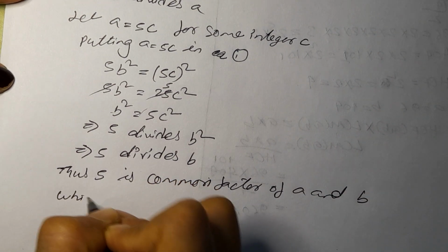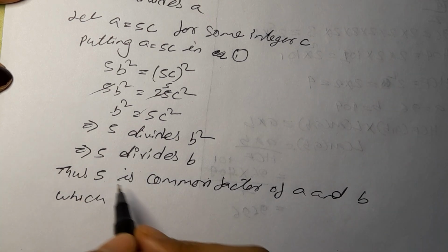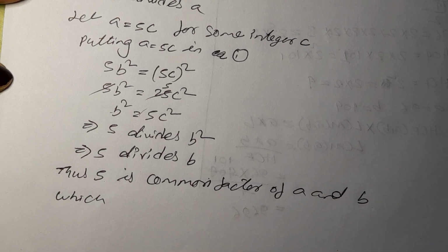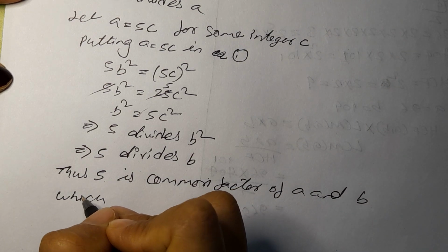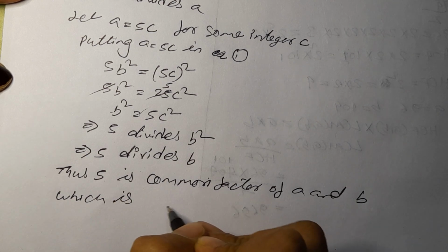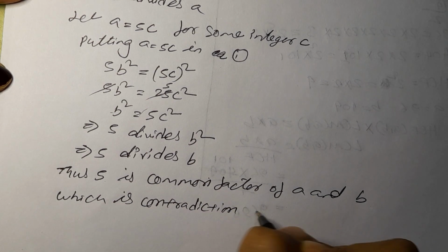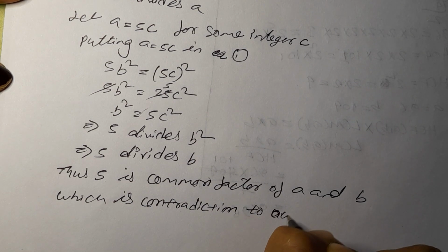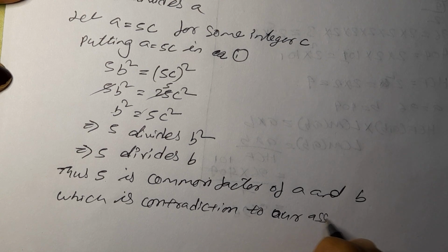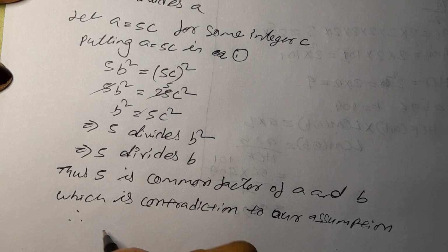We have considered that only 1 is a common factor of a and b. Simplest form means 1 is the common factor of a and b, but we got 5 as a common factor of a and b. So which is a contradiction? That means our assumption is wrong, a contradiction to our assumption. Therefore root 5 is an irrational number.